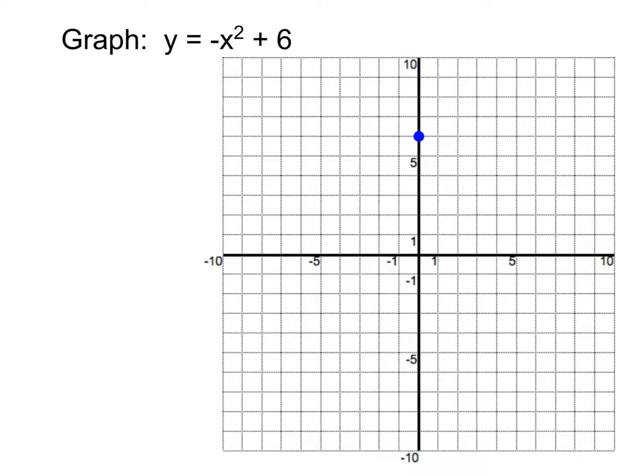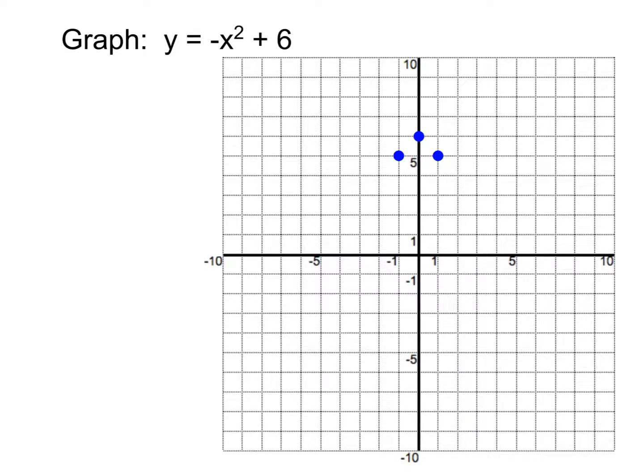All right, now from this point, normally if it was x squared, we'd go over 1, up 1, and then we go over 2 and up 4, and so on. But we are not going to do that here. This is what the negative does. The negative is actually going to tell us to flip it upside down. So instead of going up, we go down. So for instance, instead of over 1, up 1, we go over 1, down 1. Plot those points.